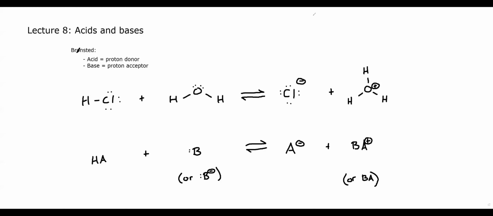Today's lecture is lecture 8. We'll be looking at acids and bases now. There's a few definitions that we can look at for acids and bases. The one that we'll be using mostly today is the Bronsted acid and base definition. And the Bronsted definition of acids and bases is very simple. Simply that acids are proton donors and bases are proton acceptors.